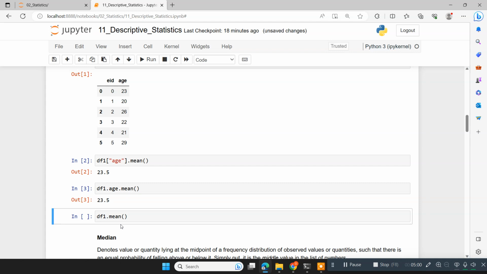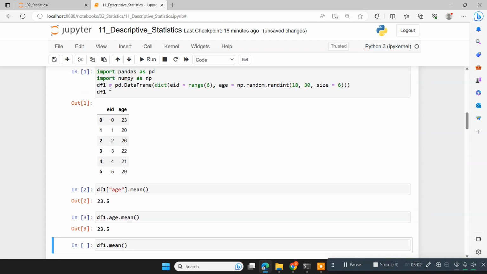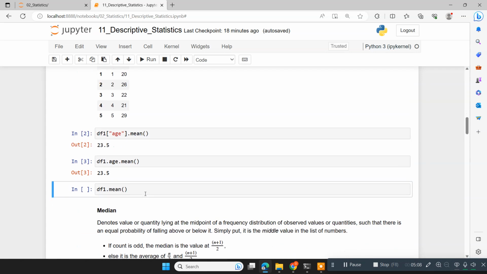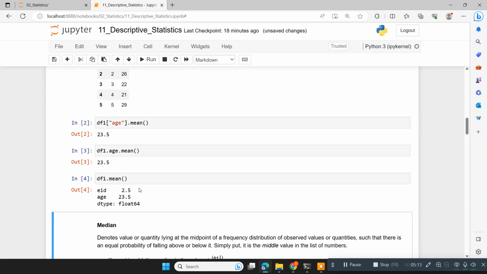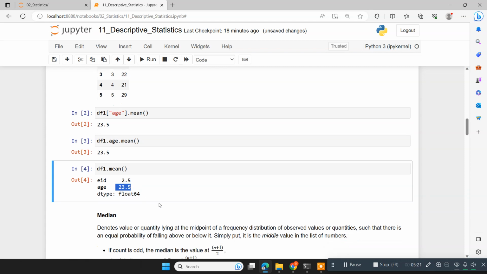And we can also apply the mean operation on a complete data frame. So when we say complete data frame, we have two columns here, employee ID and employee age. Then df1 dot mean will give us the average value. Average ID is 2.5, average age is 23.5, and these values are float 64-bit type.